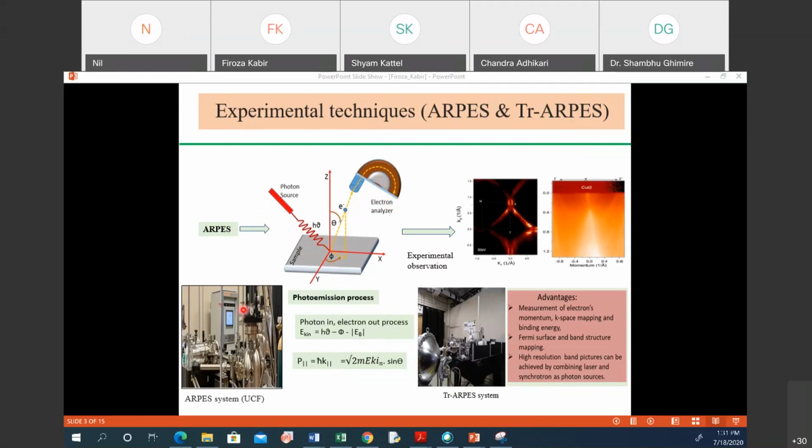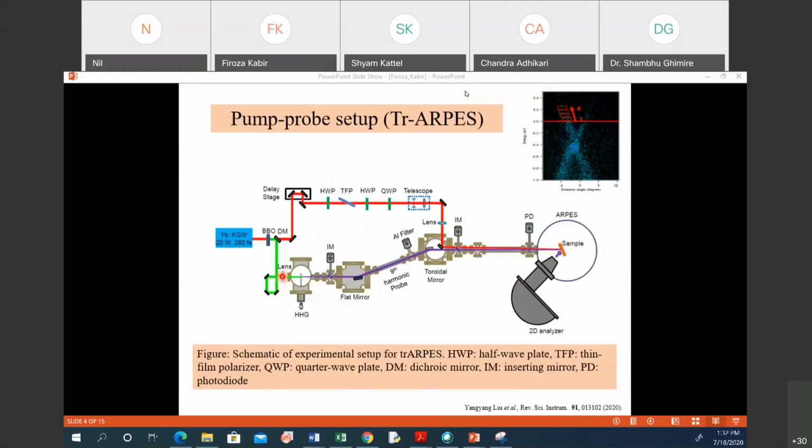This is our ARPES system and time-resolved ARPES system at UCF. By combining laser and synchrotron as photon sources, we get high-resolution band structure. You can see some of the ARPES measured Fermi surface and band dispersions here.